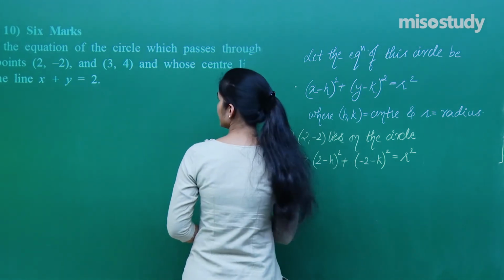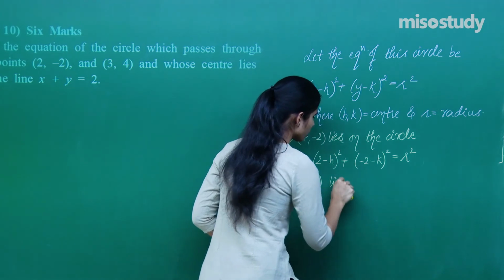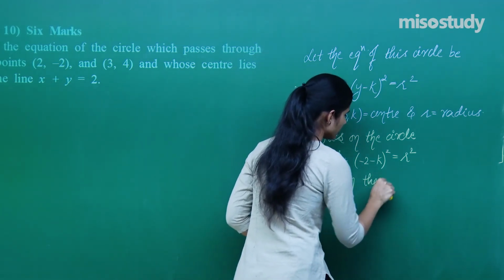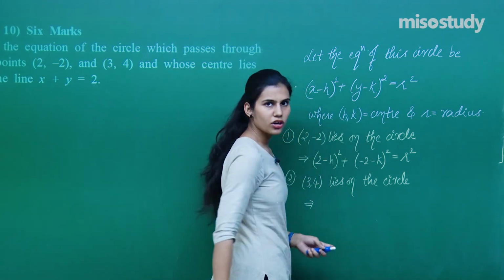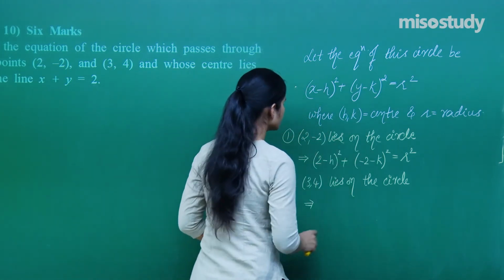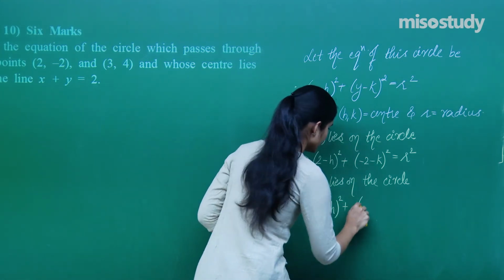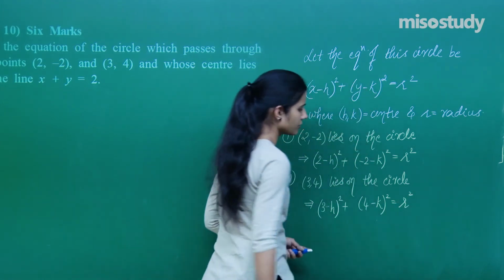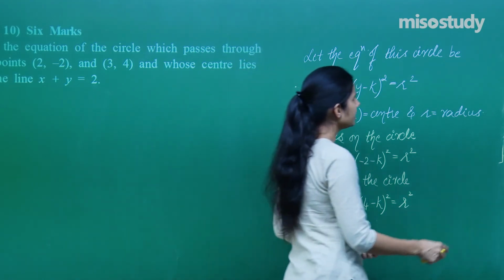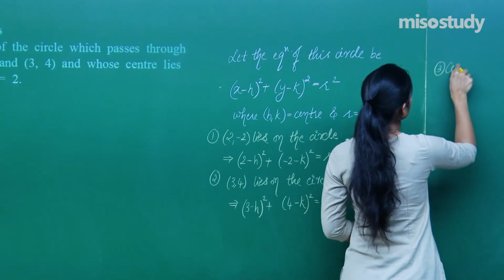Next I have (3, 4) also lies on the circle. So the coordinates of (3, 4) satisfy the equation of this circle. So it is (3 minus h) whole square plus (4 minus k) whole square equals r square. And thirdly, it says the center lies on the line x plus y equals 2.